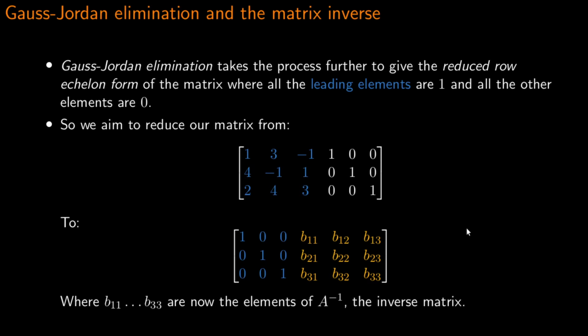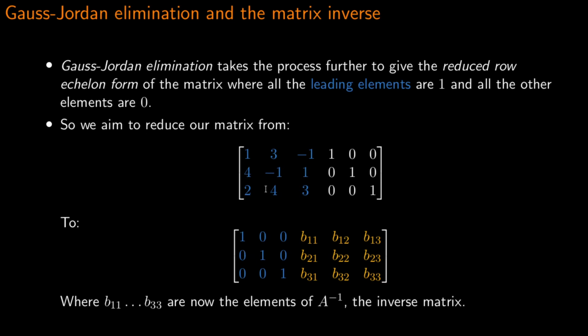And we talked about how we augment the identity matrix onto the matrix we want to invert. Our aim is to go from something like this, where we have the matrix that we want to invert, shown in blue on the left, and the identity matrix that we've augmented onto it on the right in white. And our aim is to transform this matrix into something that looks like this.